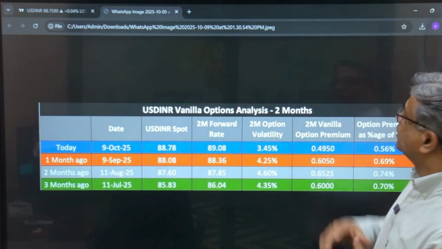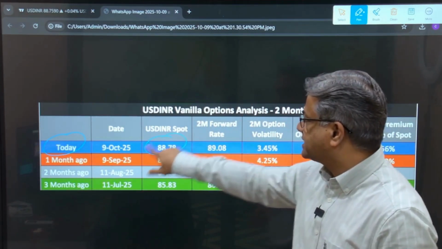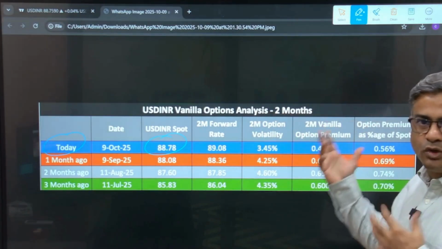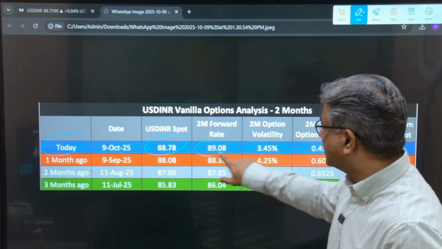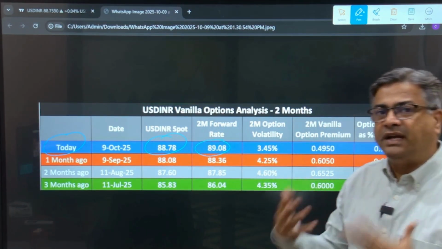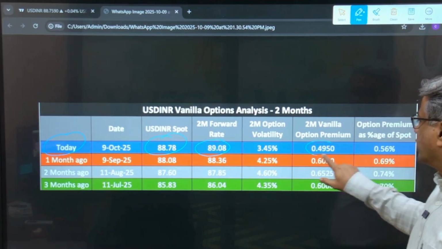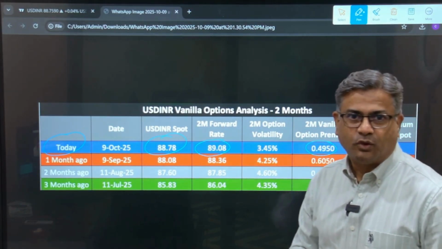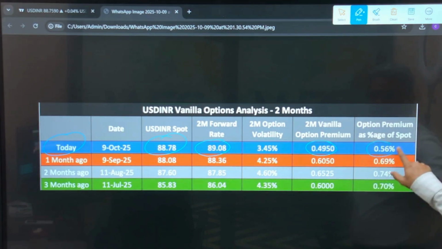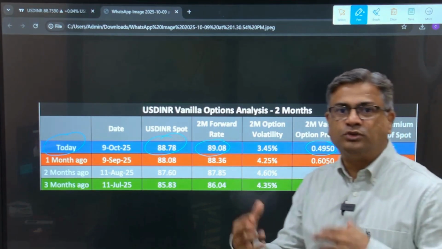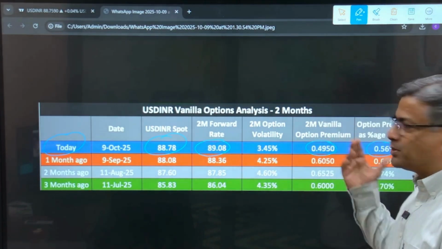The first case that we looked at was today. Today the dollar INR spot is 88.78 and I am looking at a 2-month option. Since I am doing a 2-month analysis, I get a forward rate of 89.08. If I take the option today for 2 months, I have to pay a premium of close to 49 to 50 paise per dollar, and that is around 0.5% of the spot. What is my option premium?